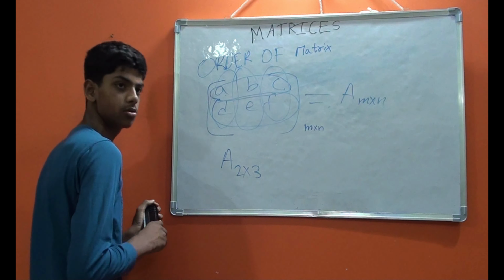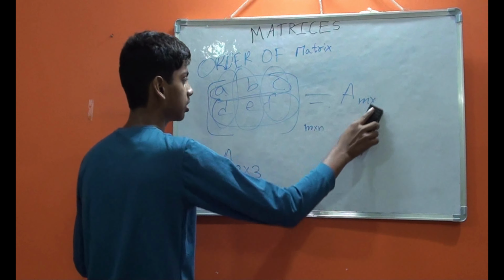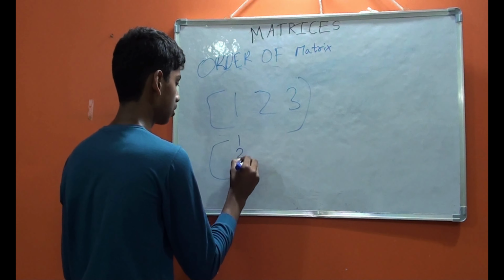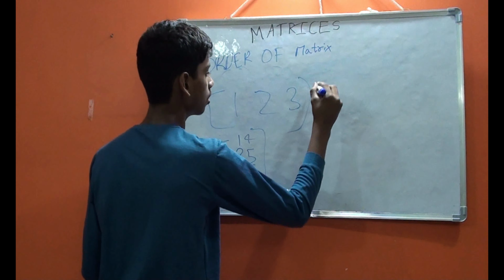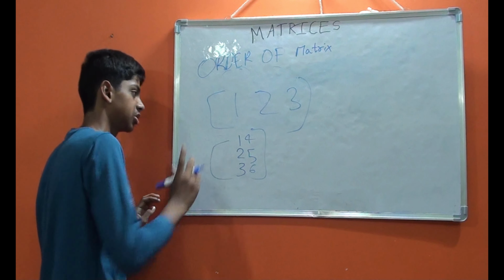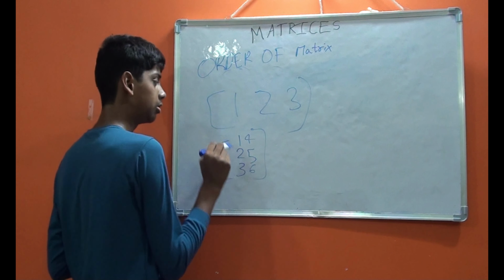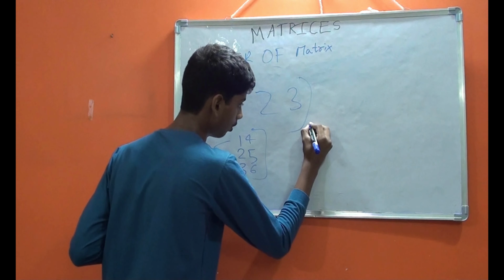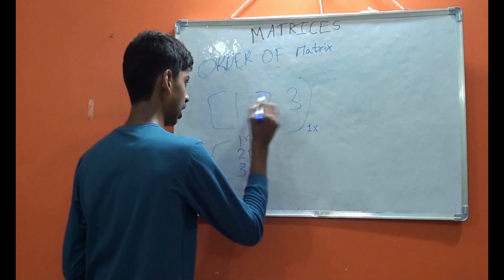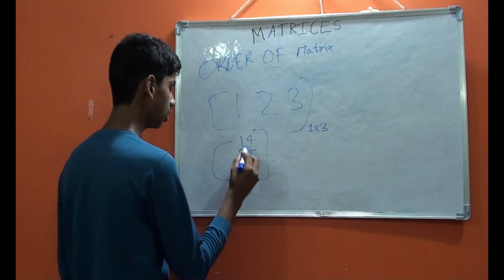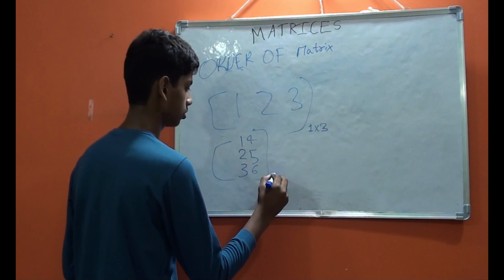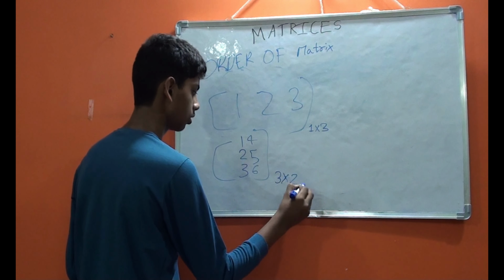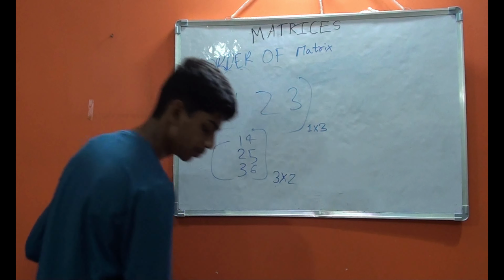Similarly, let's find the order for some more matrices. Now let's find the order for these two matrices. Let's take this one. In this we have one row and 3 columns, so we write 1 into 3. Here we have 3 rows and 2 columns, so it's always 3 into 2.